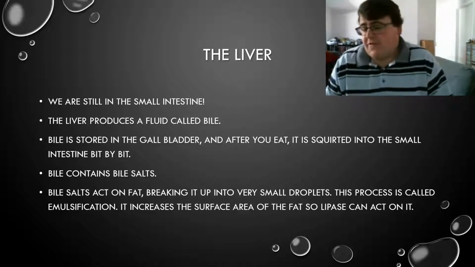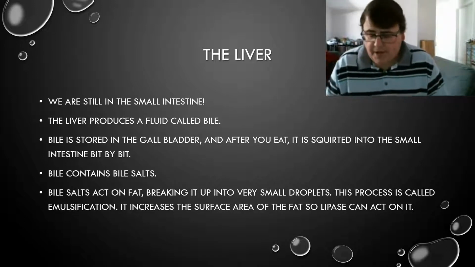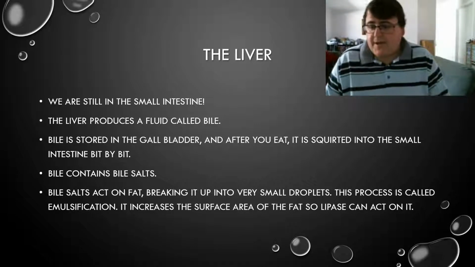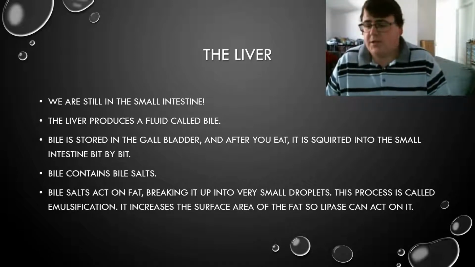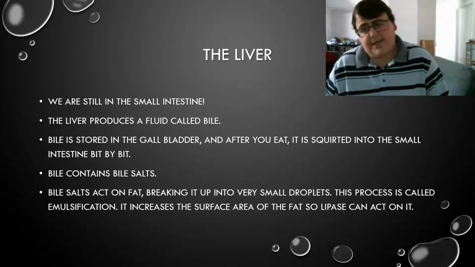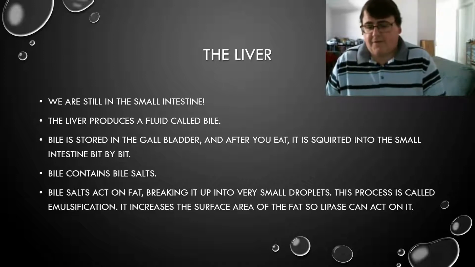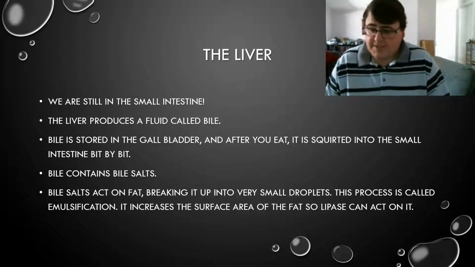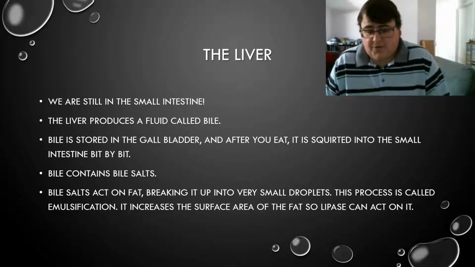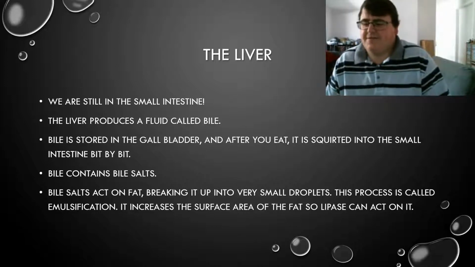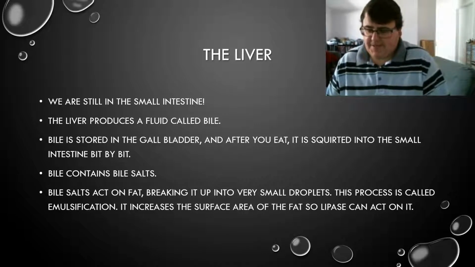So, the liver produces a fluid called bile. Now, bile is stored in your gallbladder, and after you eat, it's squirted into the small intestine bit by bit. Bile contains something called bile salts. Bile salts act on fat. They break that fat into small droplets, and that's a process called emulsification. It increases the surface area of the fat, so lipase can act on it.